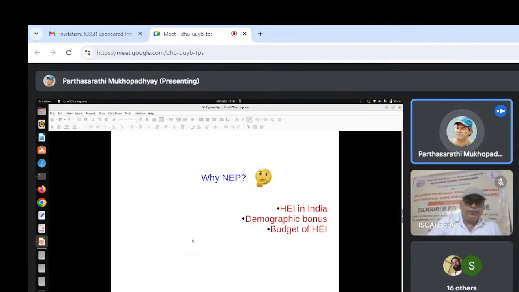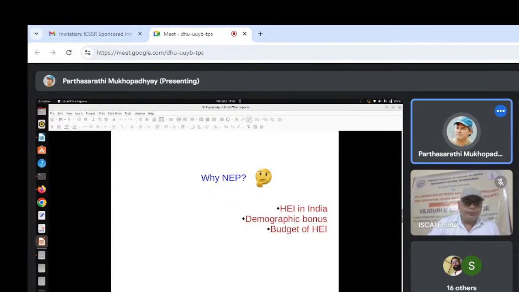So let us say, before making a quantum jump inside these policies and principles, why NEP is our basic question, and I will try to explore the things the way I understood. There may be some kind of misconception, so you are allowed to rectify me, to correct me at any point of time. But this is my personal opinion after going through the entire NEP text.